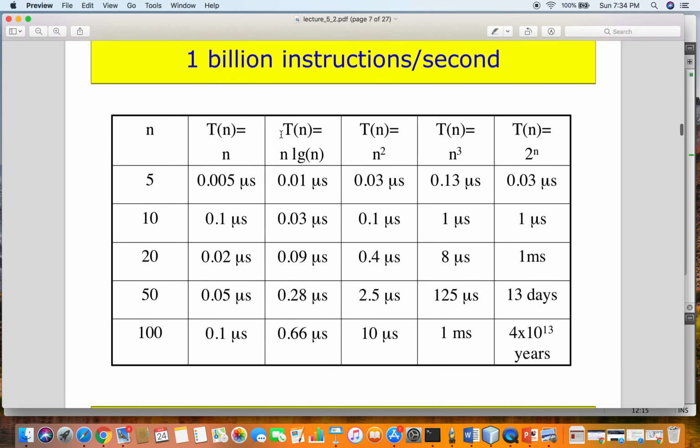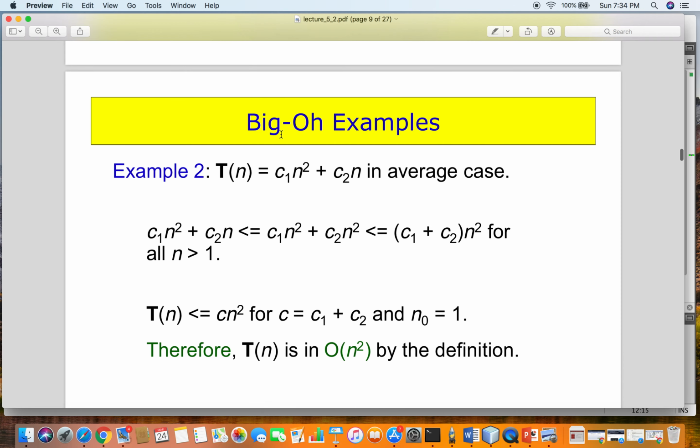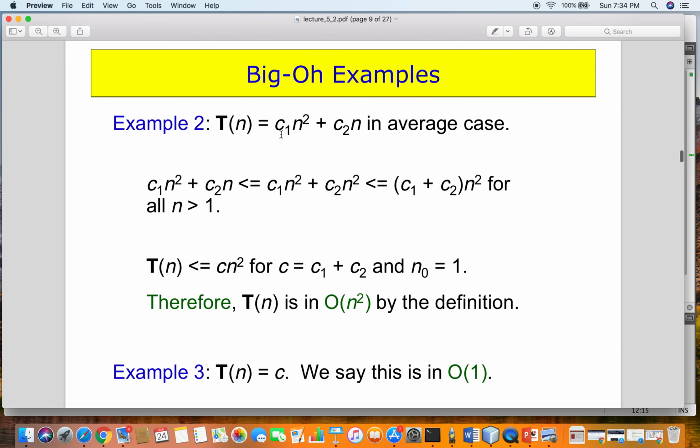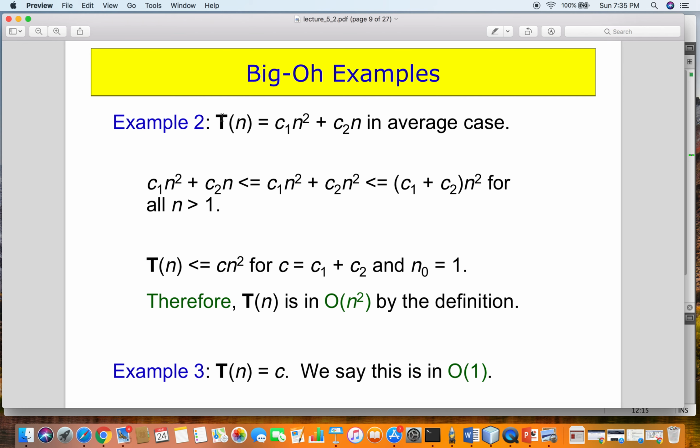So if you go to the big O examples, I'm using the slides of MIT. T(n) = c1 n squared + c2 n in the average case. So c1 n squared + c2 n is less than or equal to c1 n squared + c2 n squared, which can also be written as (c1 + c2) n squared for all n greater than 1.